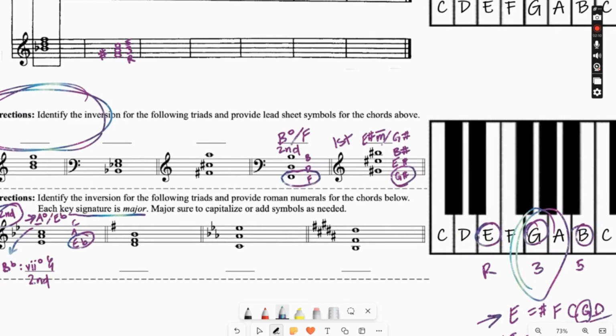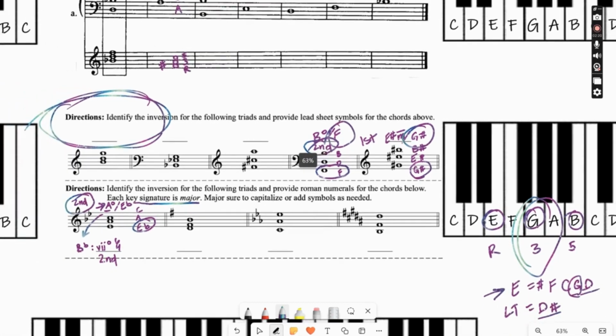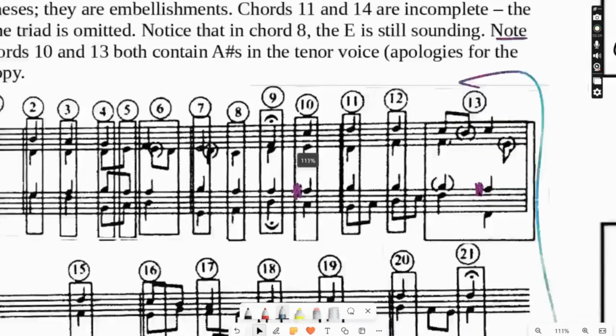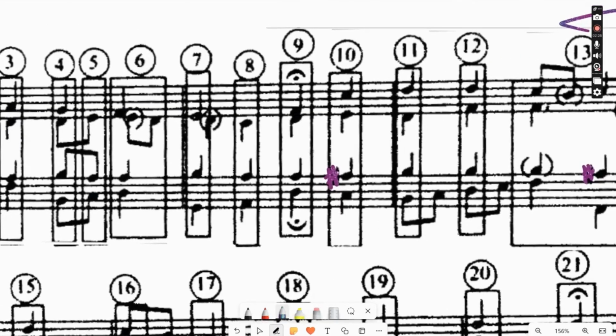You're just figuring out the root, chord quality, and inversion. You don't actually have to figure out first or second inversion, but you do have to write the slash and whatever note is on the bottom if it's not the root. Okay, so number 10, same as always, I'm going to identify the notes that I was given.